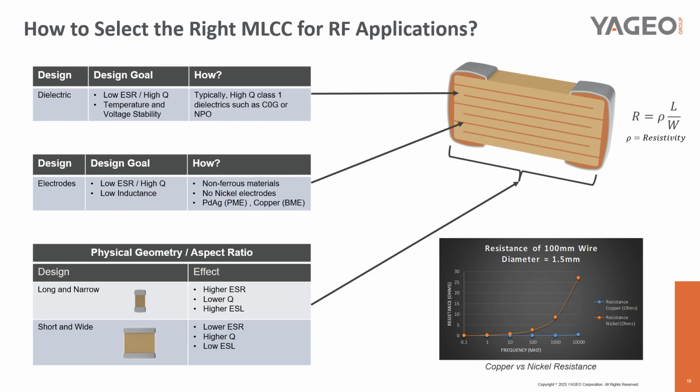Now, the final thing is the physical geometry that plays an important role in the resistance and the inductance of the capacitor. Long and narrow capacitors will have higher ESR and ESL than short, wide capacitors. So, in some RF capacitor offerings, you will see a square case size such as a 0505 or an 1111.